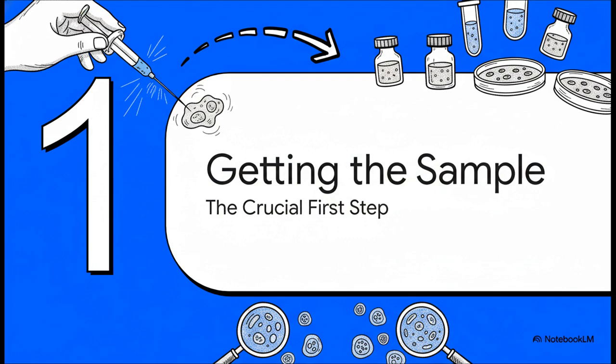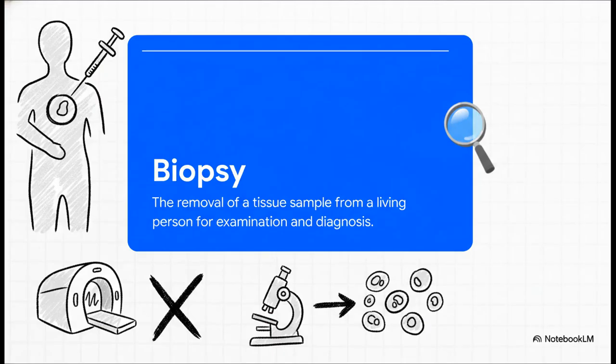First things first, it all begins with getting that crucial piece of material to work with. Everything starts with a biopsy, and that's really just the clinical term for taking a small tissue sample from a patient for us to analyze. An MRI or a CT scan can show a doctor where a problem might be, but the biopsy is often the only way to know for sure what it is.